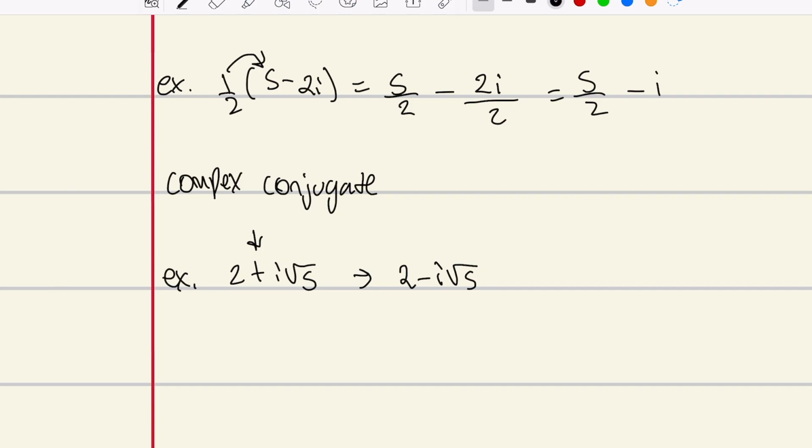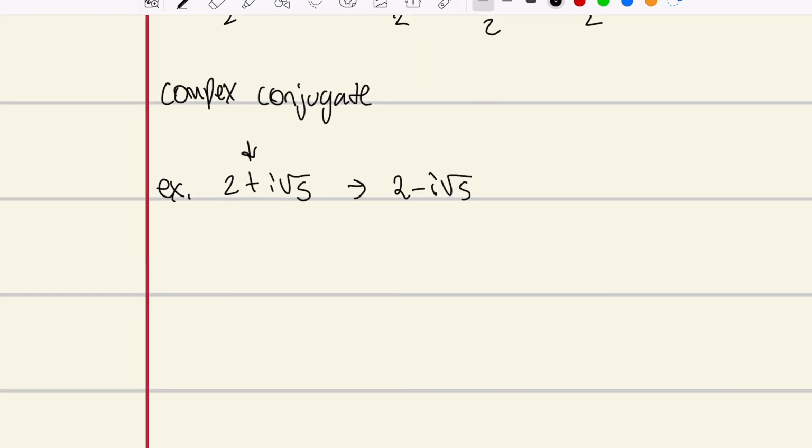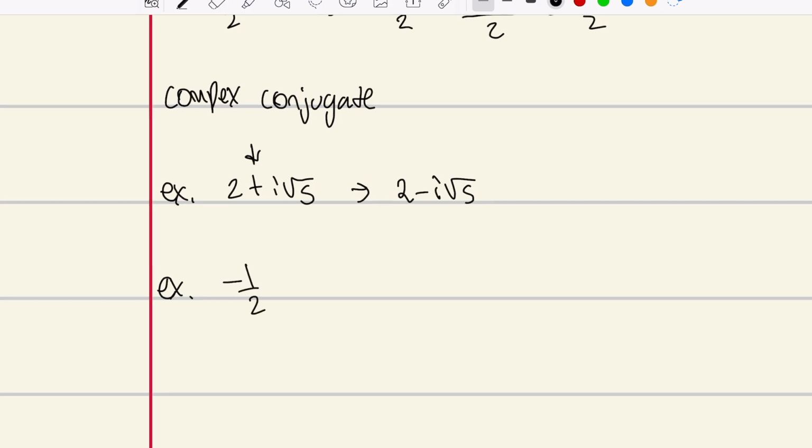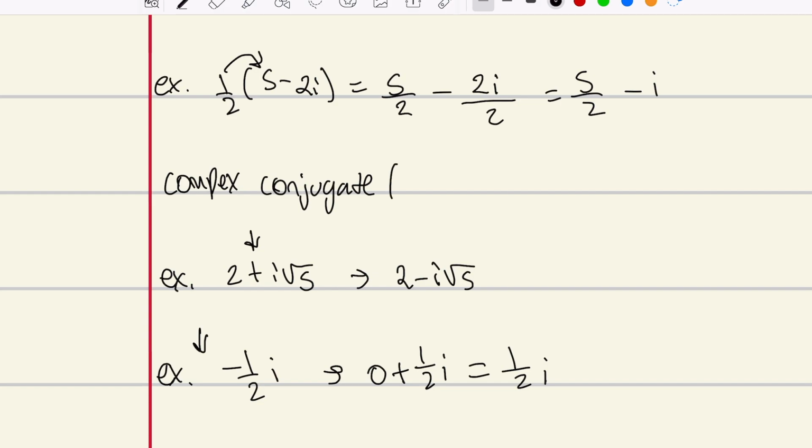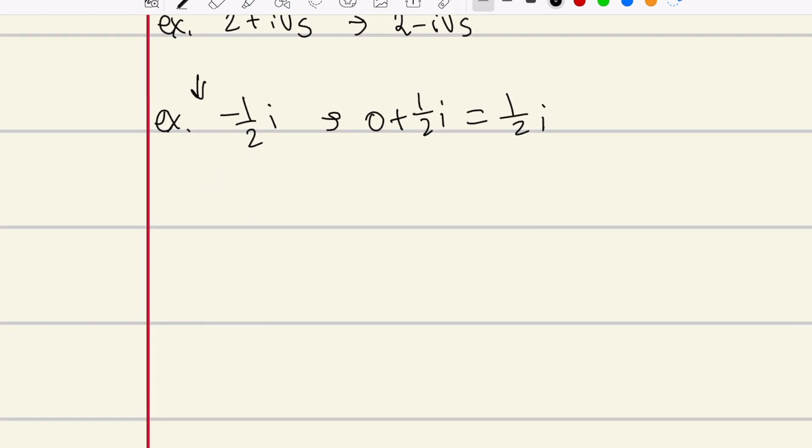So let's do another complex conjugate. Example number 2. -1 divided by 2i. So what's the conjugate? The conjugate would be, just remember flipping the sign, which is 0, because there's no number here, 0 plus 1/2 i, which is just 1/2 i. Okay, so we're going to need this information for dividing.